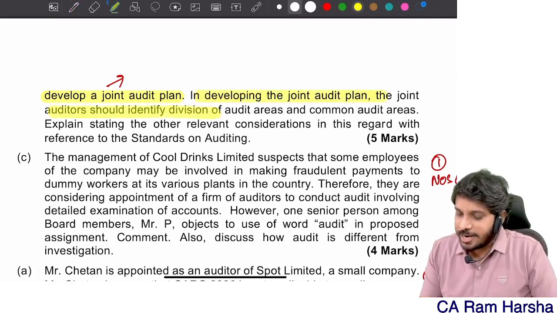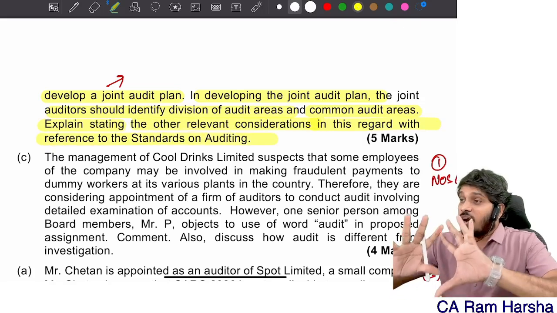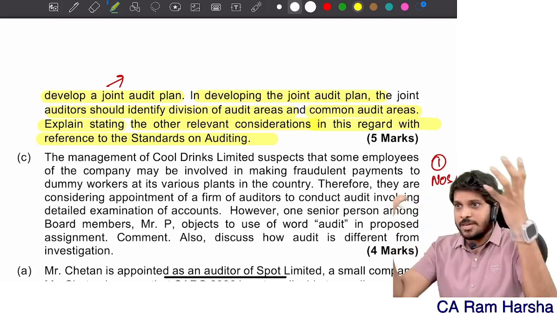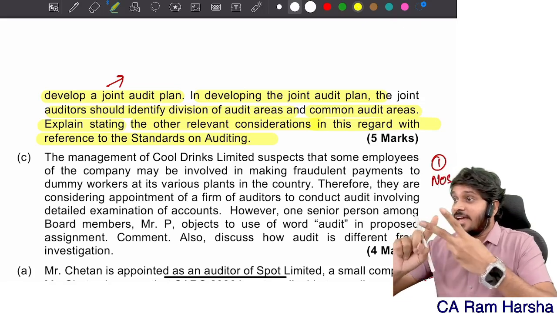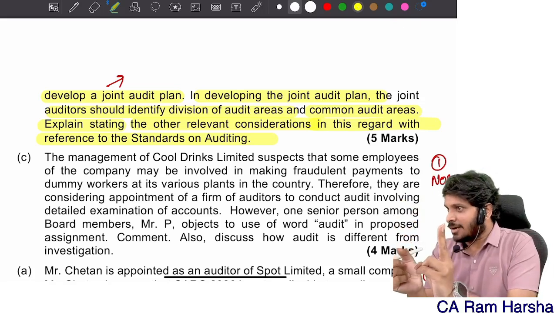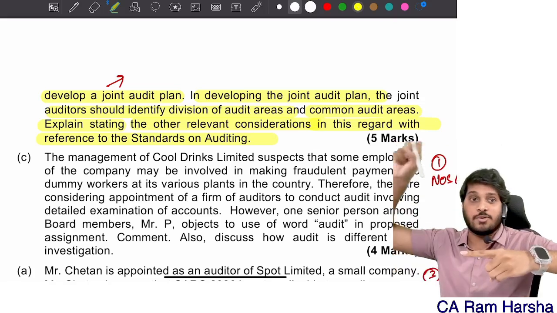the joint auditors should identify division of audit areas and common areas. Explain, stating the other relevant considerations in this regard with reference to standards on auditing. What are the other considerations which joint auditors shall consider while developing the joint audit strategy? They need to consider the result of preliminary engagement activities, the reporting objectives of the engagement, and the characteristics of the engagement. Same as overall audit strategy. What factors? The same will be applicable. I told you in overall audit strategy.